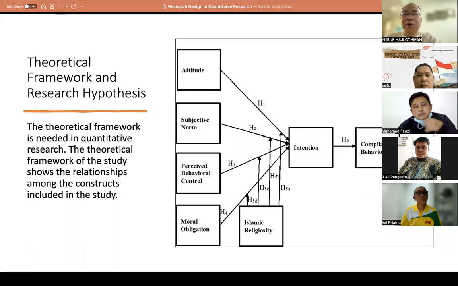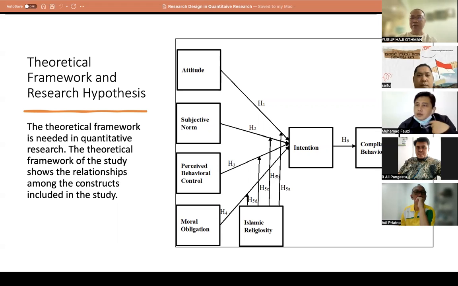For quantitative, usually it involves the layman or the general public. Yeah. For example, in this case, these are not the experts. They are just the respondents among the public. Yeah. And we want to, in this case, examine or study their behavior, how they behave. Yeah.